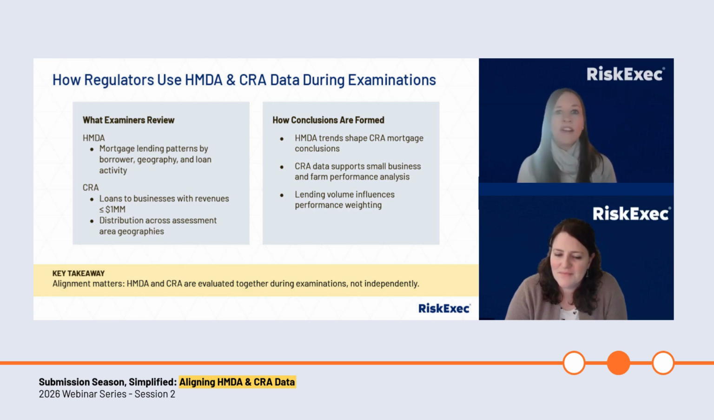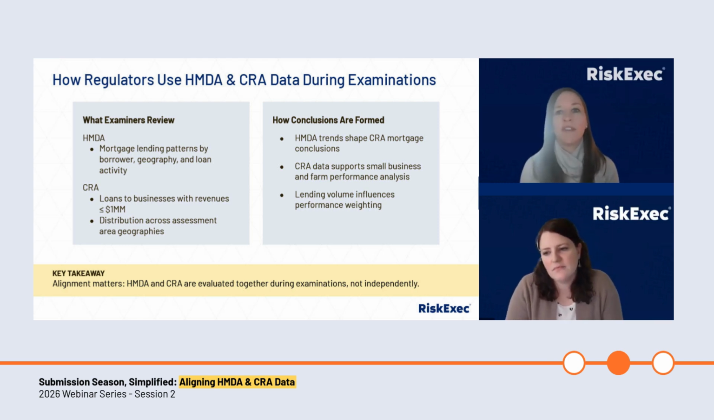But the alignment of CRA and HMDA data can also start to explain where you might have gaps. So for instance, if you're in a geography where you have lower home mortgage lending volume, is that explainable because it's an area where you have higher small business lending because it's concentrated with businesses? Again, the goal from an examiner perspective isn't to trip you up in any way, but to understand whether your data tells a coherent story about how and where your institution is lending.